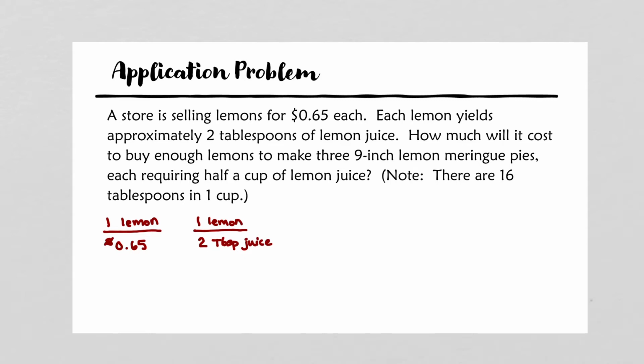So far, so good. The third thing says, how much will it cost to buy enough lemons to make 3 9-inch lemon meringue pies? This is what I'm trying to find. I am searching for a cost, specifically the cost for 3 9-inch lemon meringue pies. I'm going to file that and keep that handy. What else do I know? Well, I know that each pie requires half a cup of lemon juice. That gives me another relationship: 1 pie corresponds to half a cup, or 0.5 cups of juice. And then finally, I have a note that there are 16 tablespoons in 1 cup. So I could write down 1 cup is 16 tablespoons.